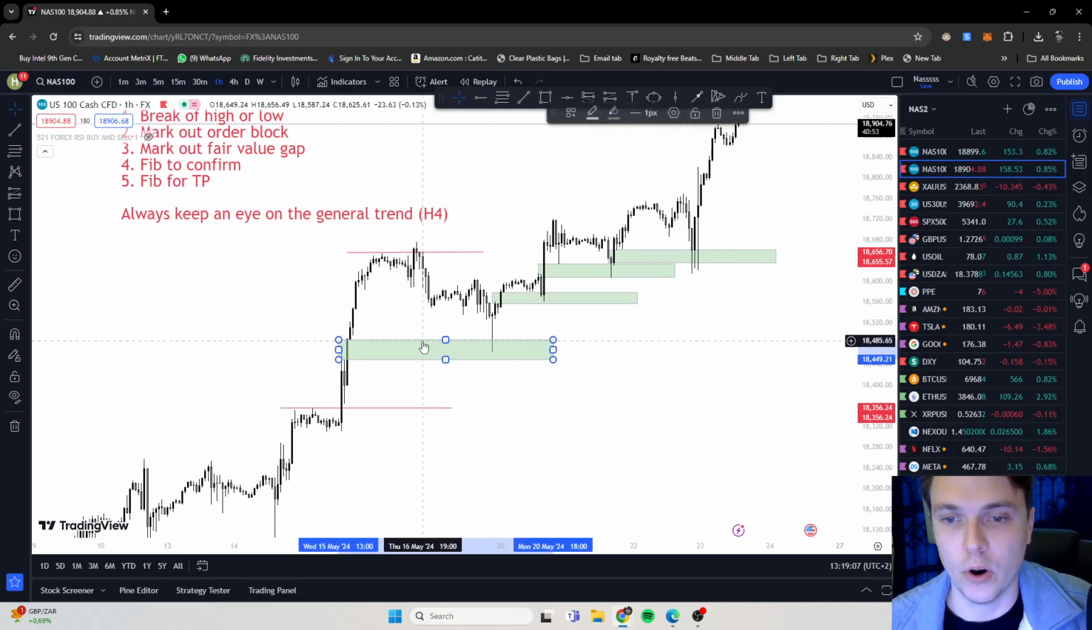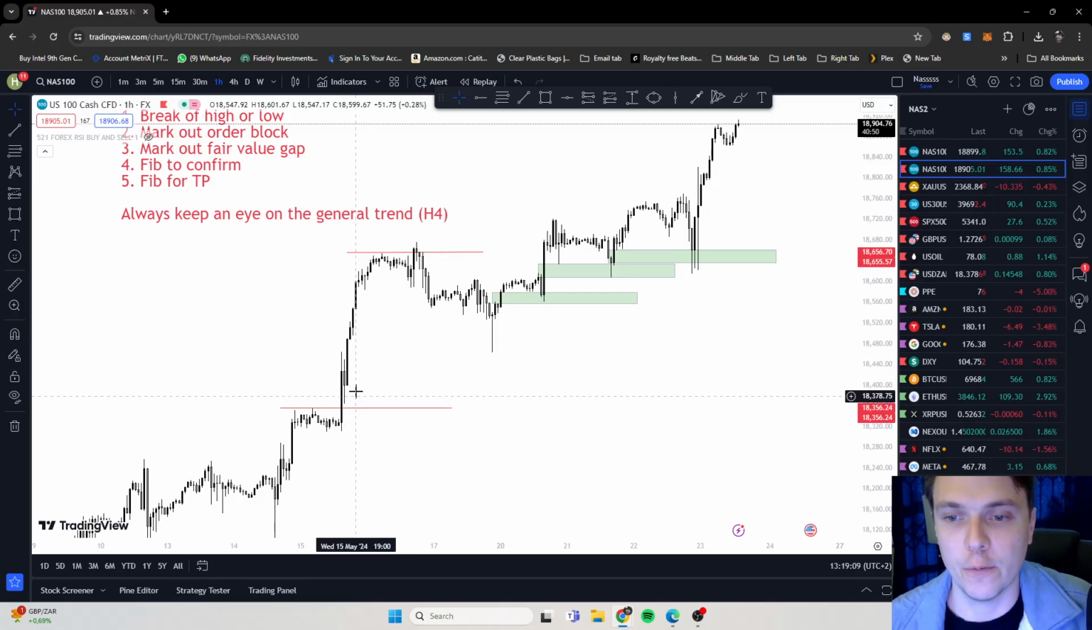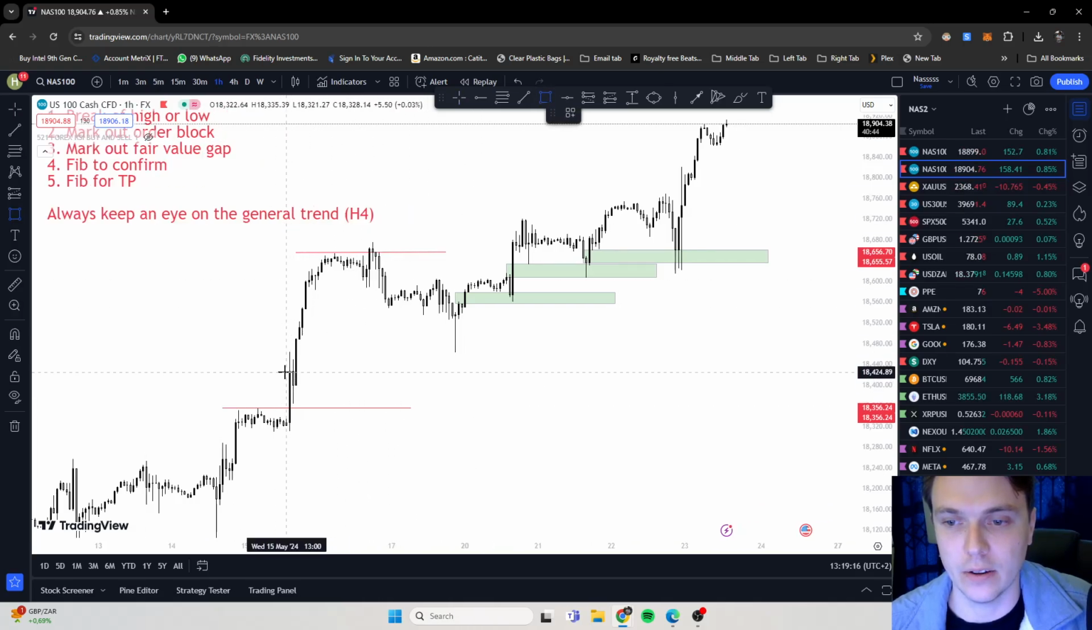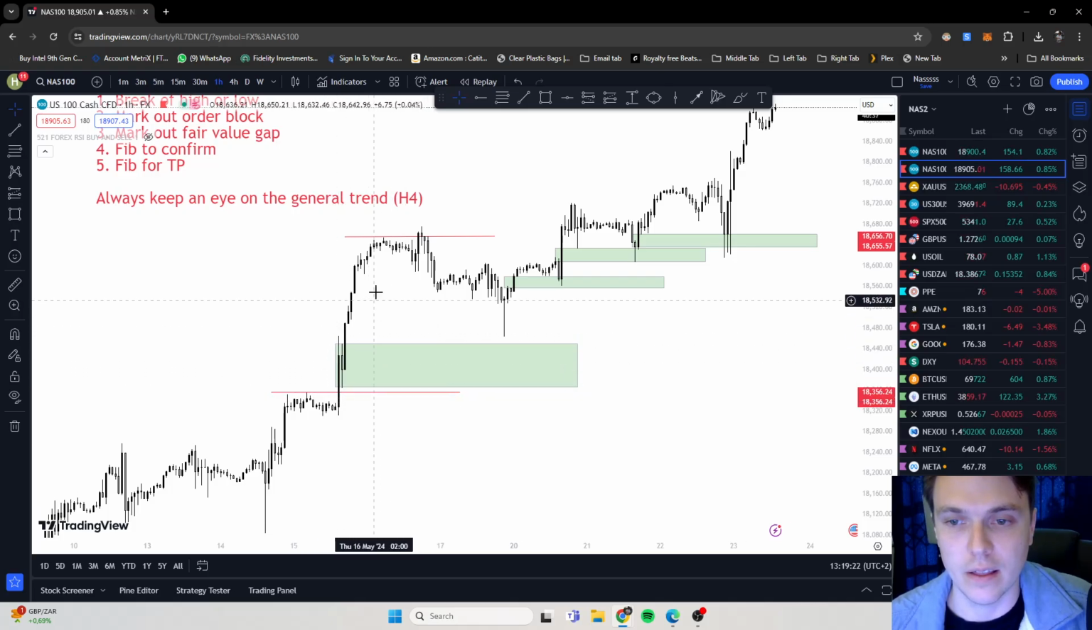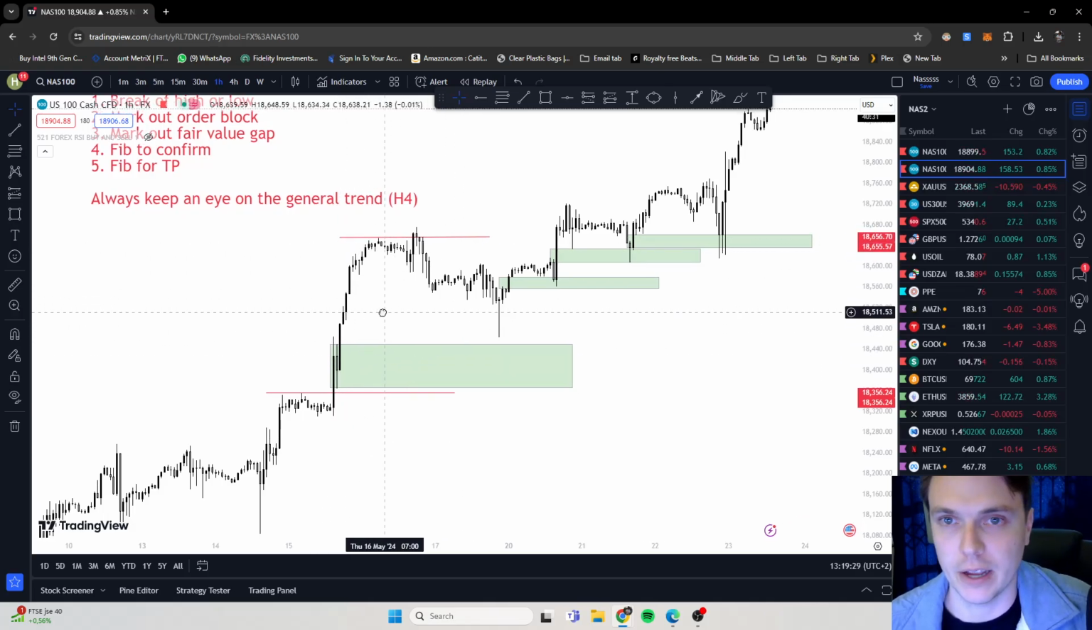So that's why I marked out this area. Now we're going to look for an order block after these highs are broken, and the order block is obviously this nice opposite candle over here. I'm going to mark it from wick to wick. So that is our order block in this upward trend, the last opposite candle before this trend started popping off, which is that one.